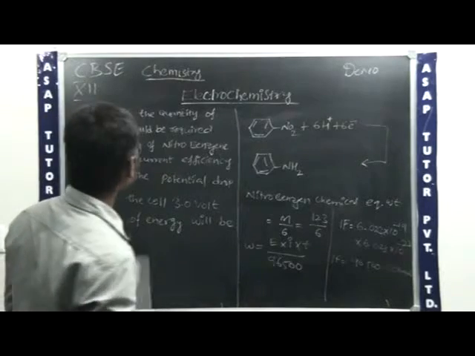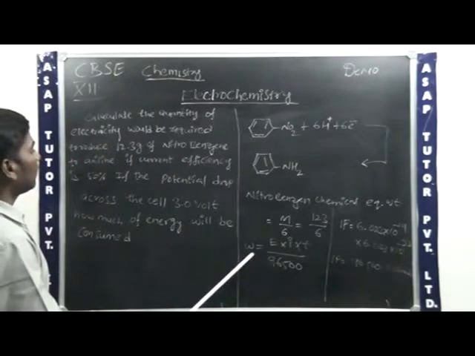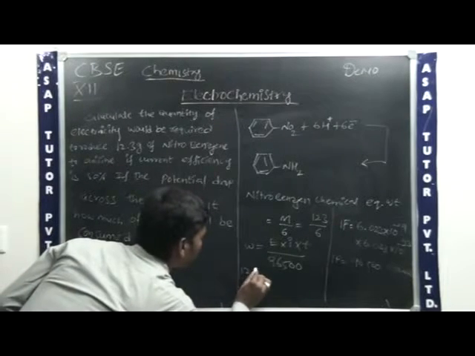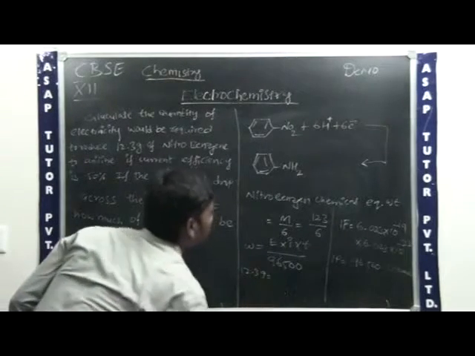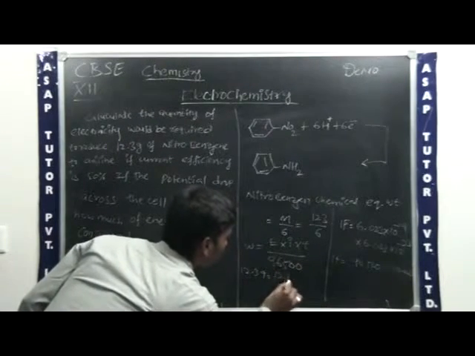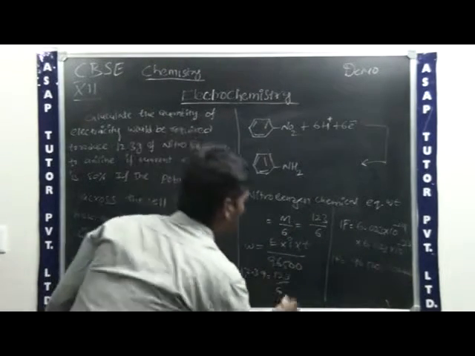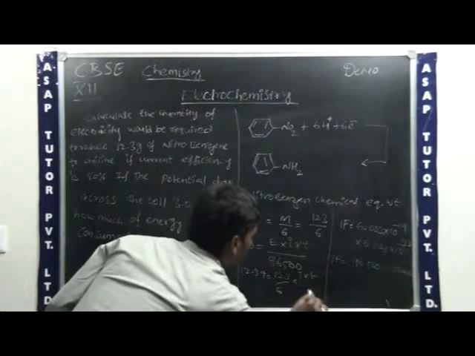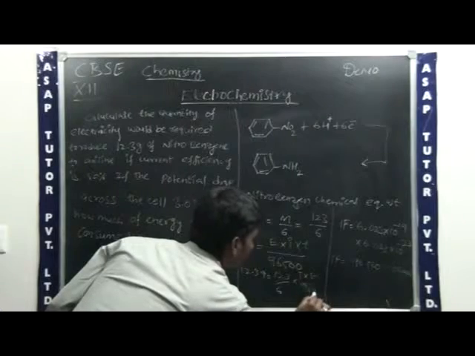So I substitute the values. What is the weight? 12.3 grams equals, the chemical equivalent is 123 by 6, into I into T by 96,500.